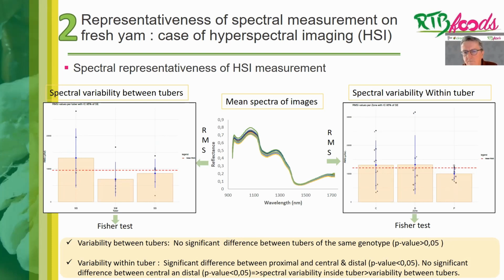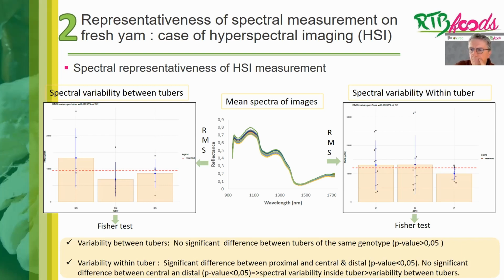It's great work, and we still need to continue with this. That observation, actually, we discussed it. What we observe is no difference between tubers. Within the same tuber, proximal, central and distal, there is no difference between central and distal, but both of them are different from the proximal, which is expected because the dry matter of the head is higher than both the distal and the central.